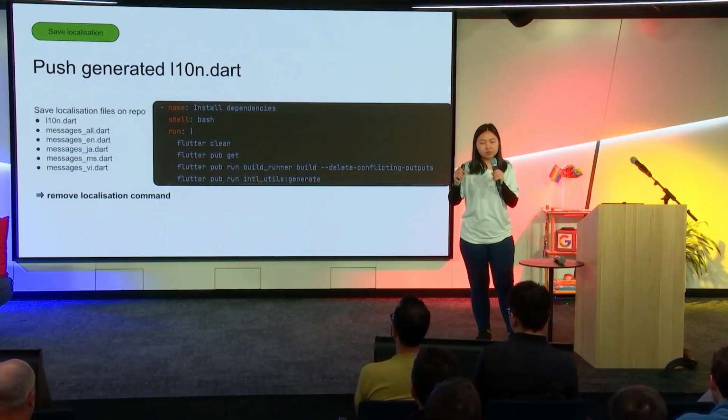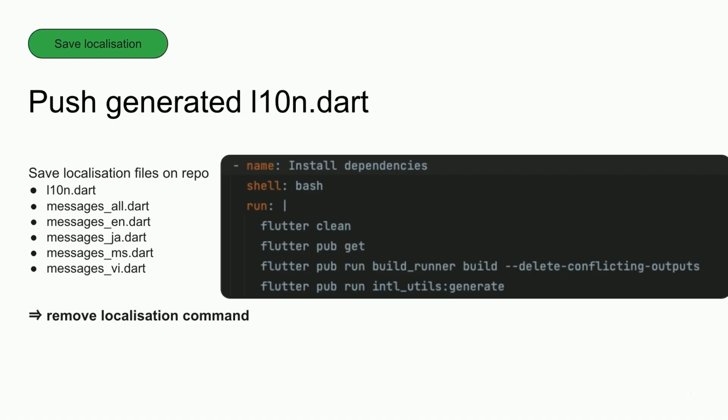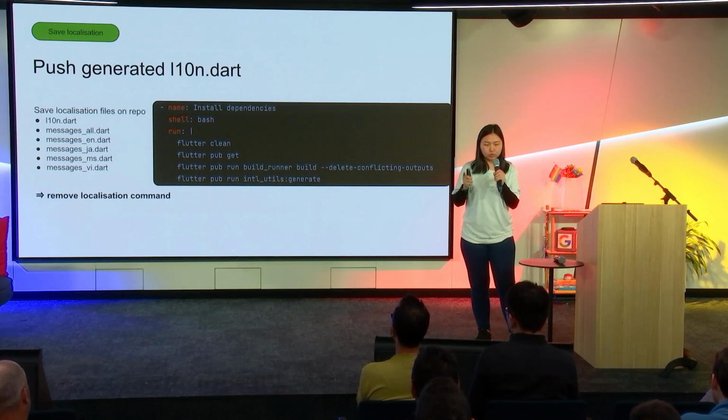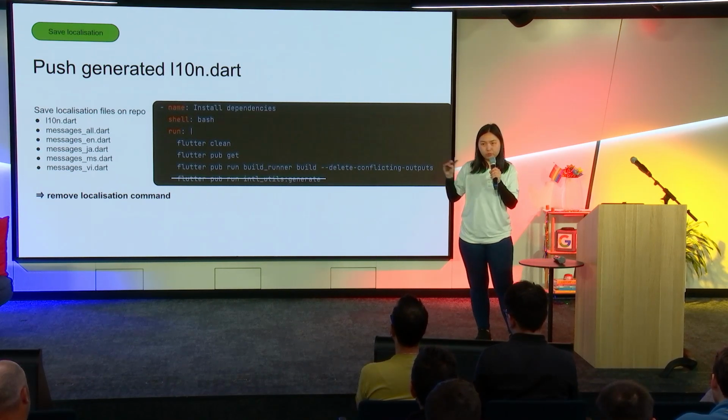Number one is that we will try to push the generated files into our GitHub. The easiest one is to push the localization file. If you use localization using ARB files, you know that this file will be generated. And because we have only 4 languages, that's not much change. So we push the changes for localization into GitHub. And in the end, we can remove 1 line in this dependency.